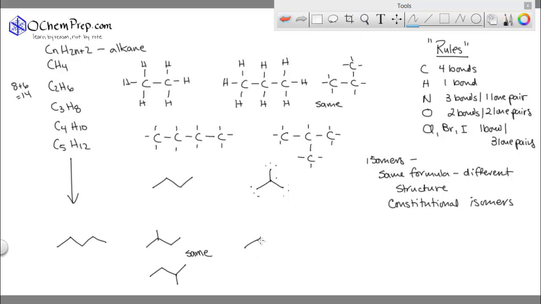Now there's one other isomer of C5H12. Put 3 carbons in a row. Now, if you have 2 more carbons to put on there, you can put them both in the middle. Now, we have 3 different isomers. All of them look different. Now, somebody would say, why don't you do this? Put those 2 carbons like that.